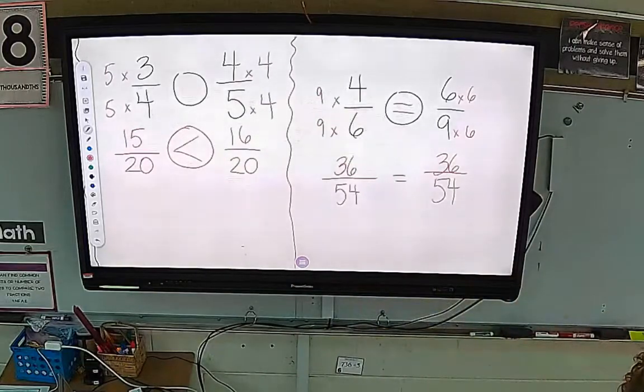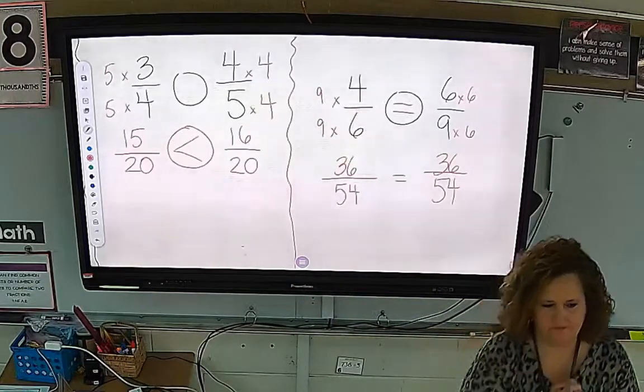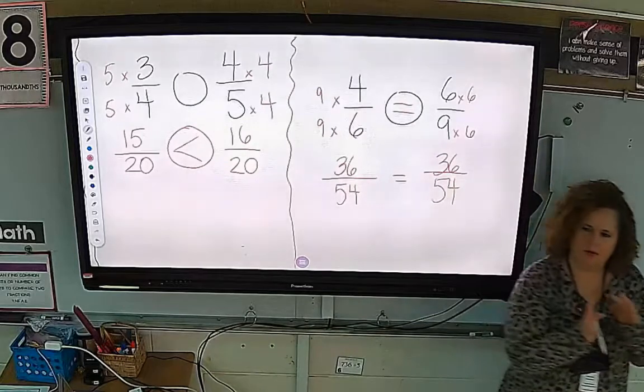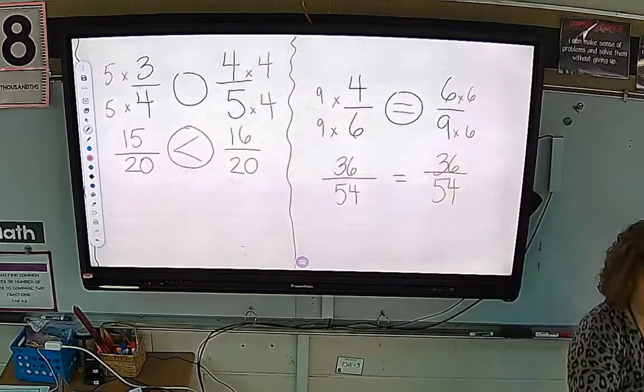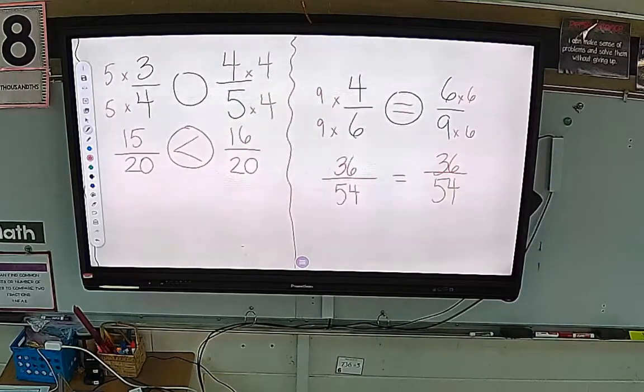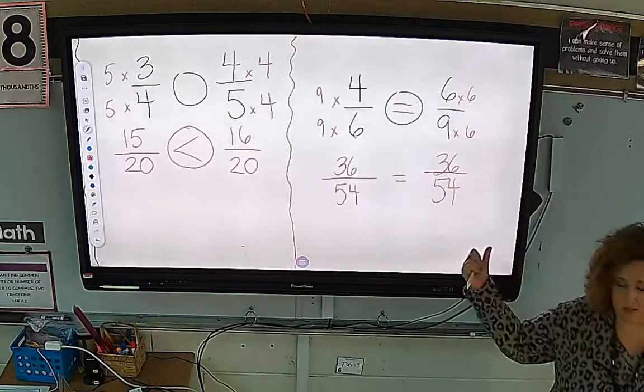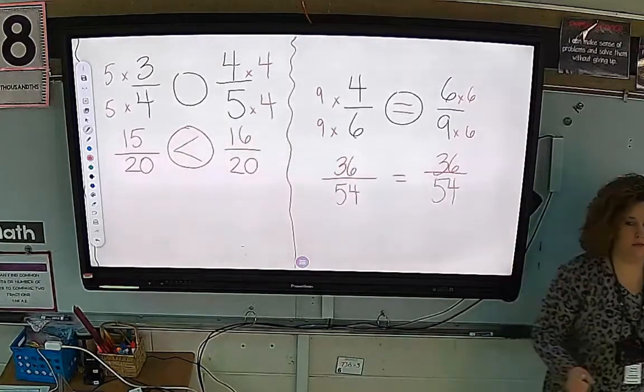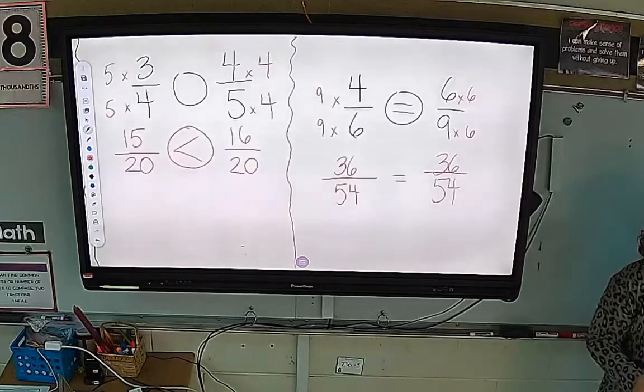I do want to show you one more method. So would you clear your board? And would you lay down your marker and your eraser and tune in? Because if you like this one, and you are definitely allowed to keep using this one, you might like the next one as well. Okay?